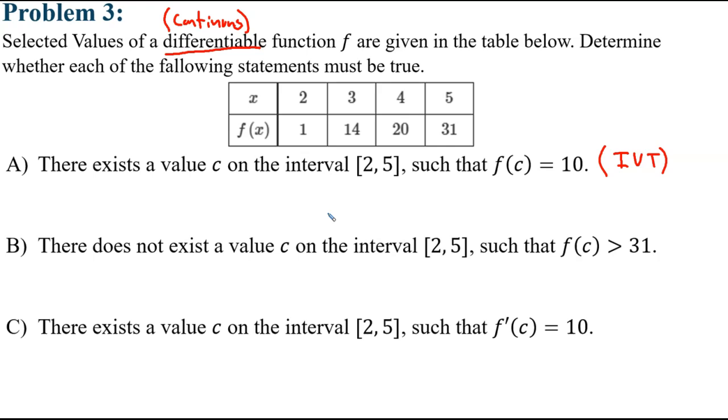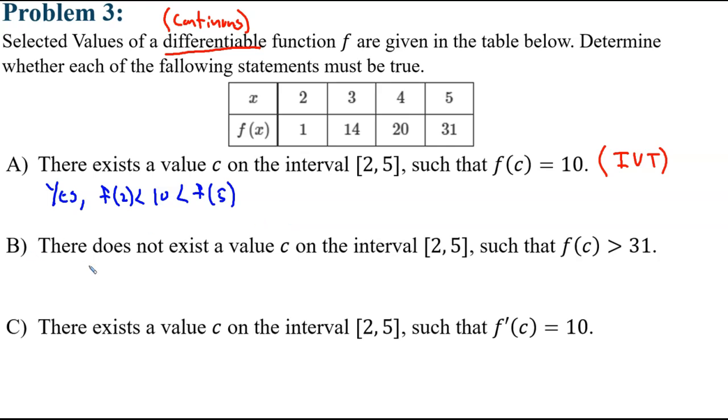Remember, that doesn't work the other way around, but if it is differentiable, it's continuous. If it's continuous, it's not necessarily differentiable. So then I want to ask myself, does 10 fit in between f of 2 and f of 5? Well, f of 2 is a 1, f of 5 is a 31, so yes, 10 fits within that range. So that's why I can say yes for this one. And my reasoning would be that f of 2 is less than 10, which is less than f of 5, because that's why I'm able to apply my intermediate value theorem.